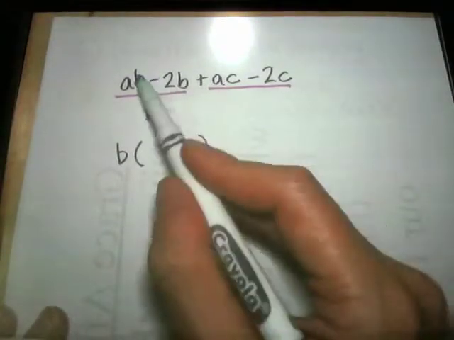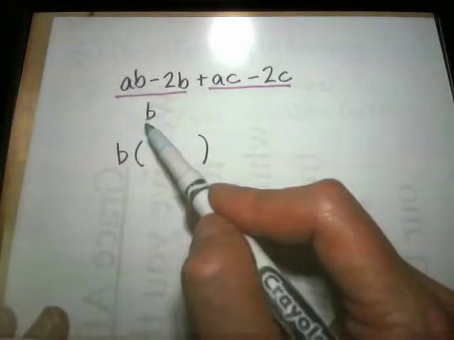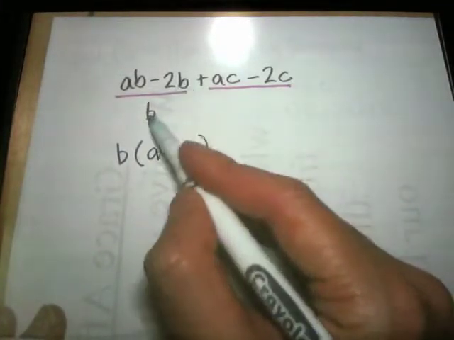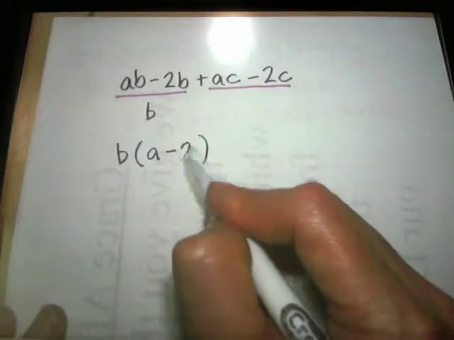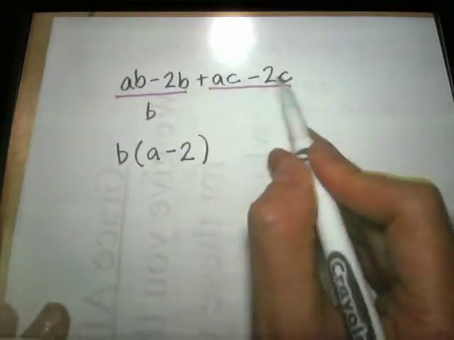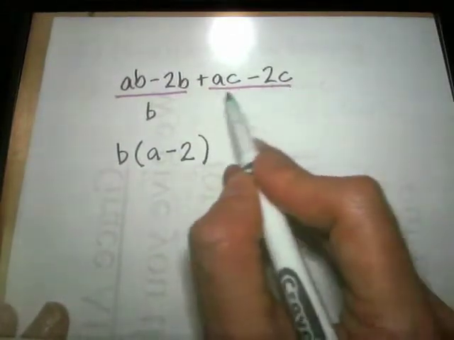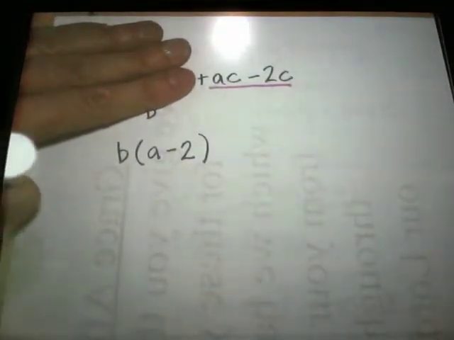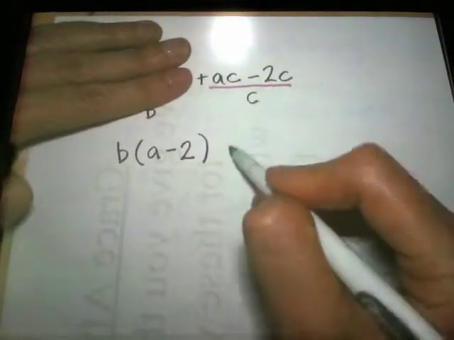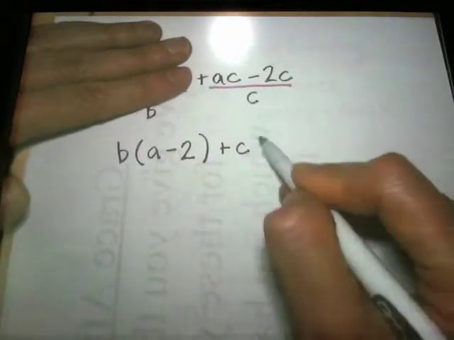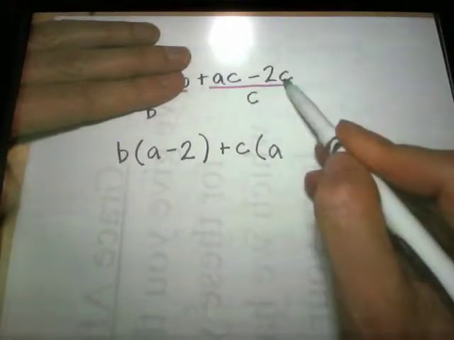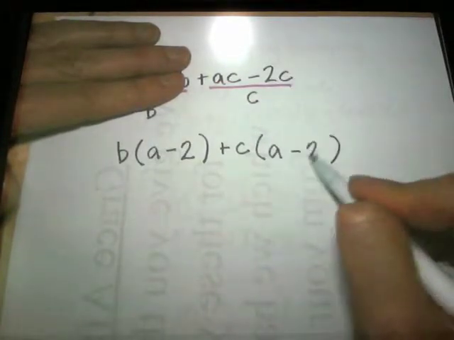Let's see what's left over. We divide both of them. B divided by B would cancel out, leaving just the A. Second piece, B divided by B cancels out, leaving the minus 2. What can I cancel out of both pieces here? The second half, AC minus 2C. I can divide them both by C. The C is my second piece. C divided by C leaves just A, C divided by C leaves a minus 2.